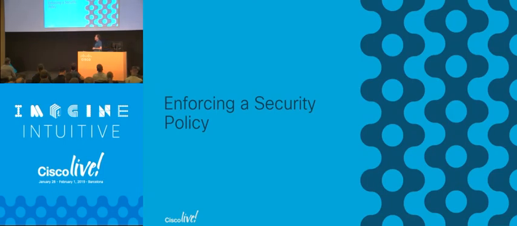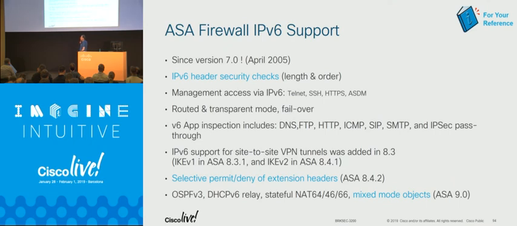Security policies. So we secure at layer 2, layer 3. How can we enforce the security policy? So let's start with the firewall. Still talking about the ASA, because we supported IPv6 14 years ago. And then we keep improving.